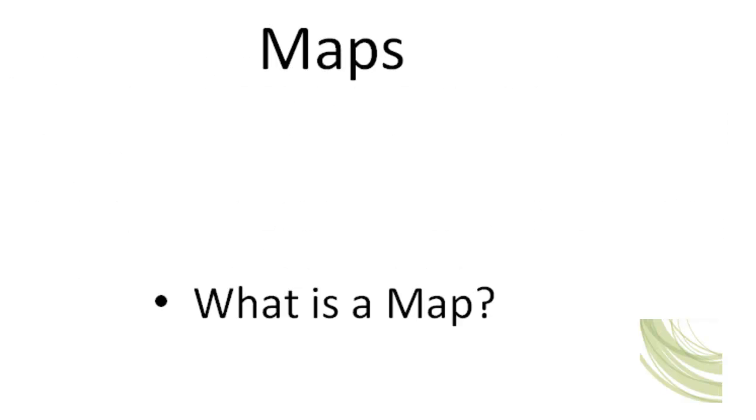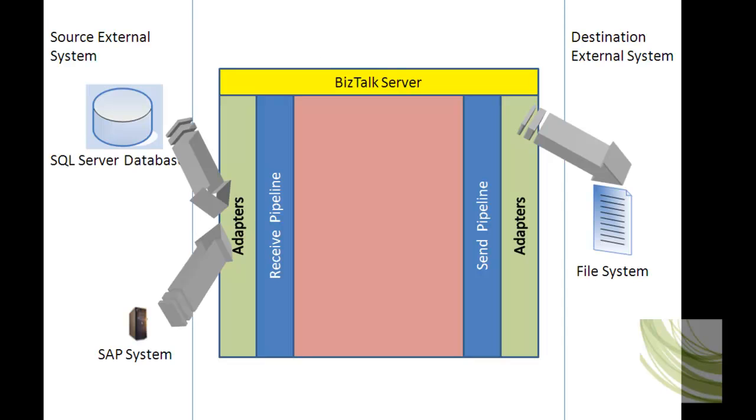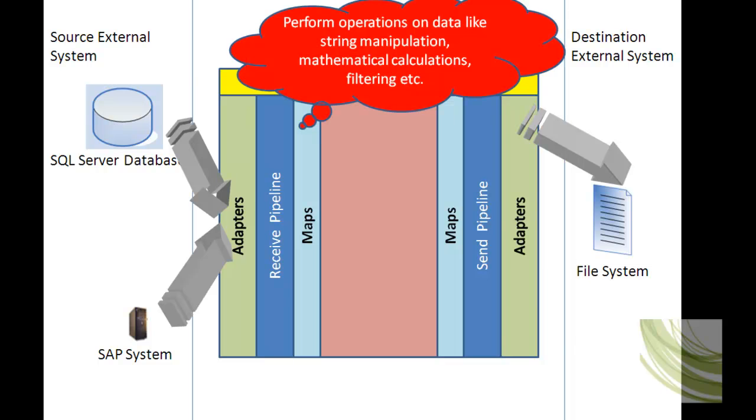Now we move on to the next component, maps. What is a map? Adapters help in polling the data from the source external system. This data, when it passes through the pipeline, gets transformed into XML format. Next come the maps. What will the maps do? Maps help in performing operations on this data, such as string manipulation, mathematical calculations, filtering, etc.